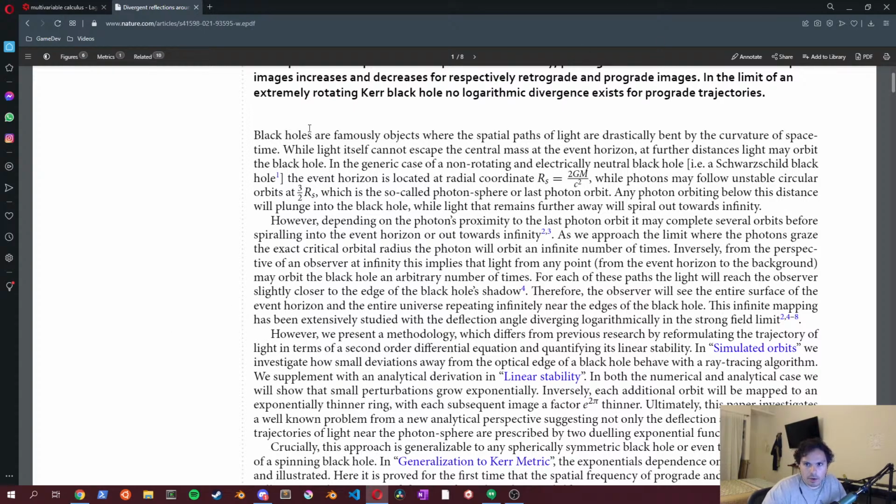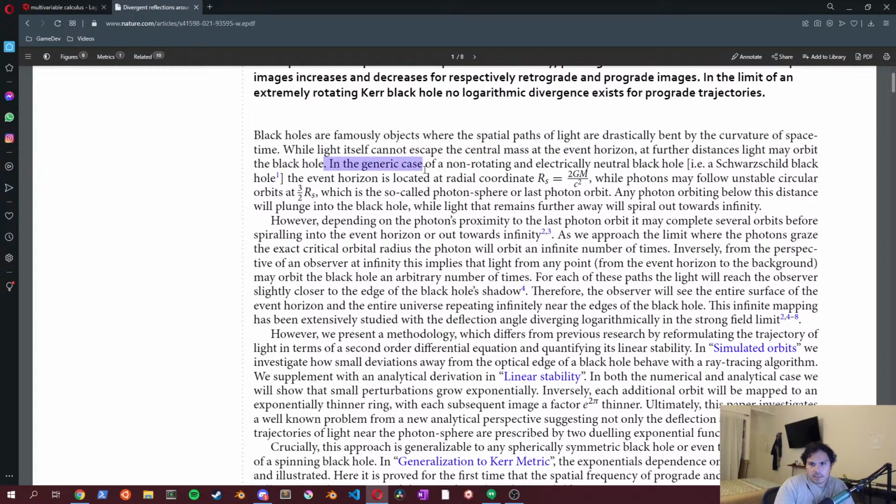So, black holes are famously objects where the spatial paths of light are drastically bent by the curvature of spacetime. While light itself cannot escape the central mass at the event horizon, at further distances, light may orbit the black hole.